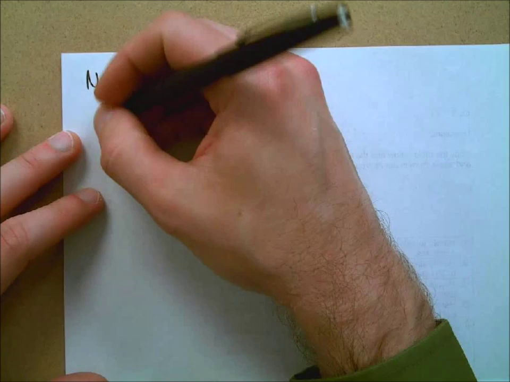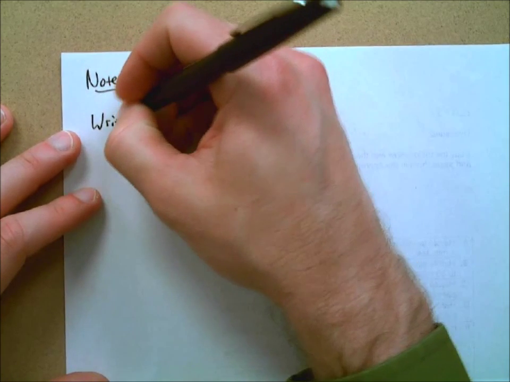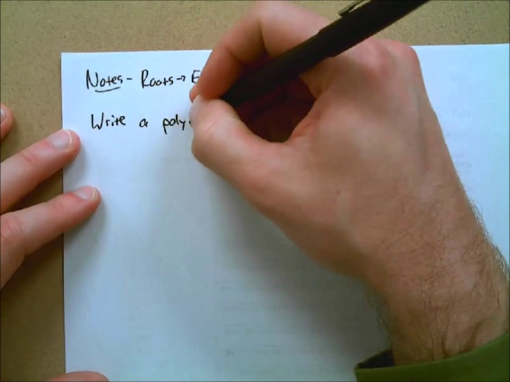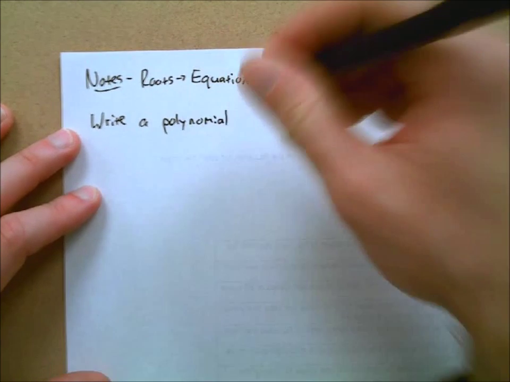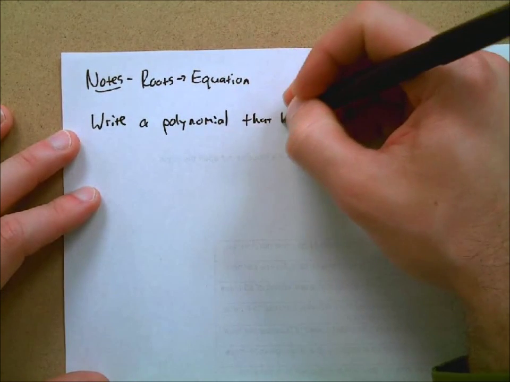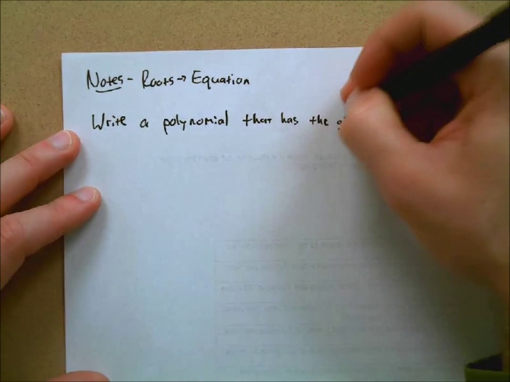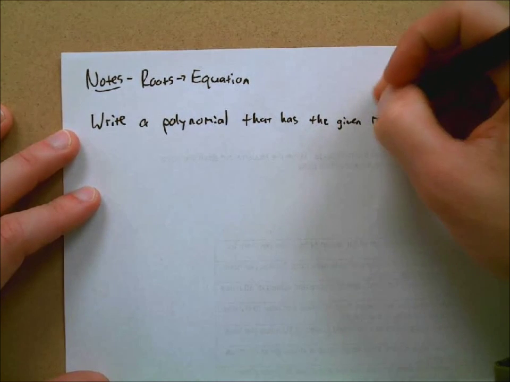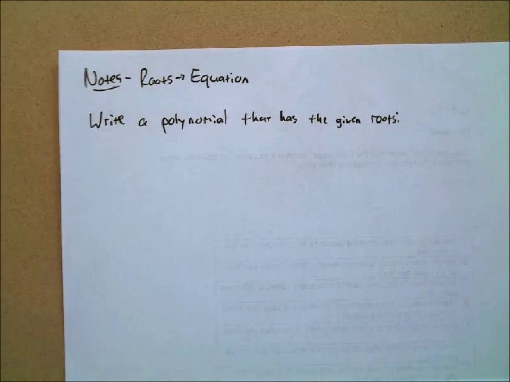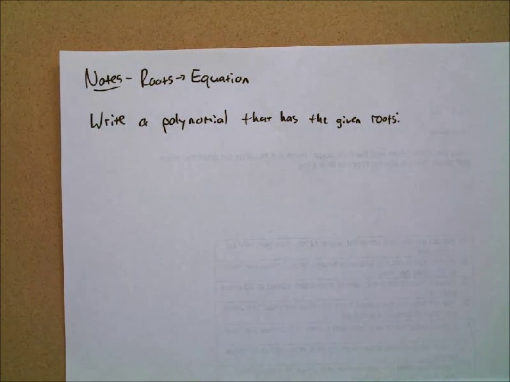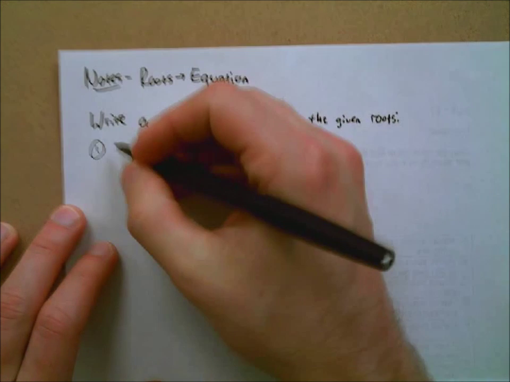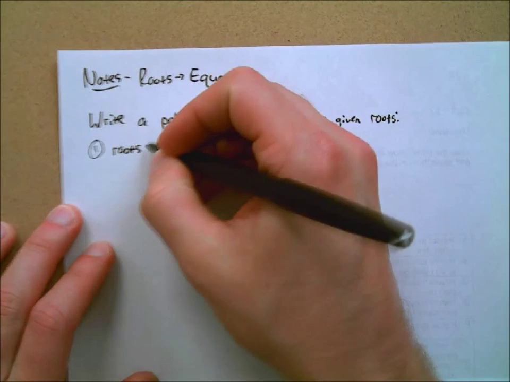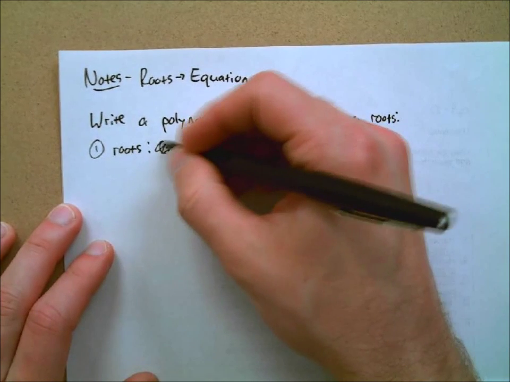So if you remember the directions from the quiz, it was to write a polynomial that has the given roots. We're pretty good at taking a polynomial and getting its roots, but going in the other direction, starting with roots and creating a polynomial, we haven't really done that. Again, it was an opportunity for bonus. So as an example, let's take a polynomial that has the roots of negative 8 and 2.